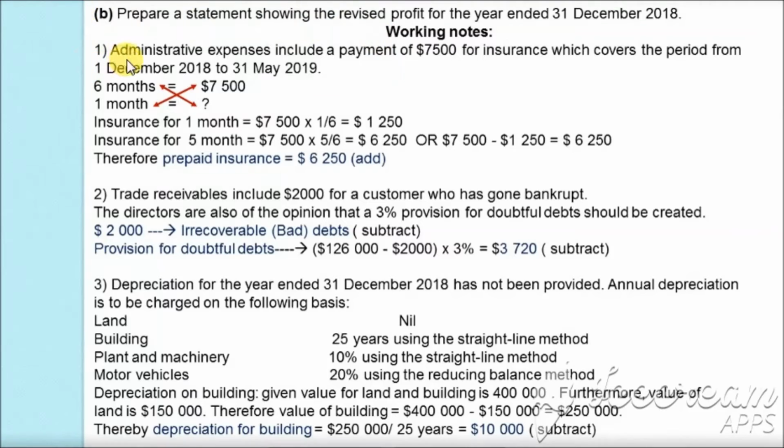We'll begin with the first thing, which is given that administrative expenses include a payment of $7,500 for insurance, which covers the period from 1st December 2018 to 31st May 2019. So, when they made the draft profit, they included the insurance expenses from 1st December till 31st May 2019. And as I have stated earlier, based on the matching concept, only the insurance which belongs to the period of 1st December 2018 till 31st December 2018 should be considered as the expense for the given period.